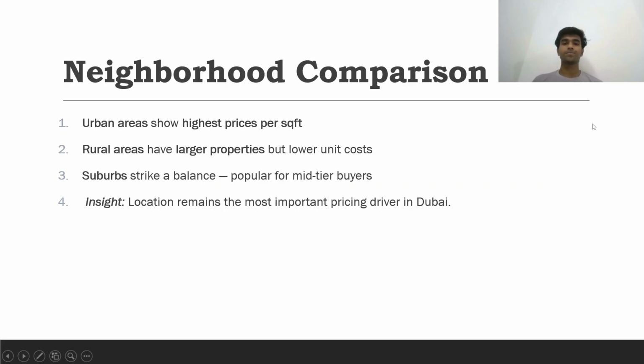In the location-based comparison, such as the neighborhood comparison, we get deeper information on location-based pricing. Our analysis shows that urban areas consistently maintain the highest price per square foot. That's largely because of the proximity to key commercial centers, better infrastructure, and luxury development. Rural areas, on the other hand, have much larger property sizes, but their price per unit area remains significantly lower. Suburban zones fall right in the middle. They strike the perfect balance between affordability and accessibility, making them a popular choice amongst mid-tier buyers and families.